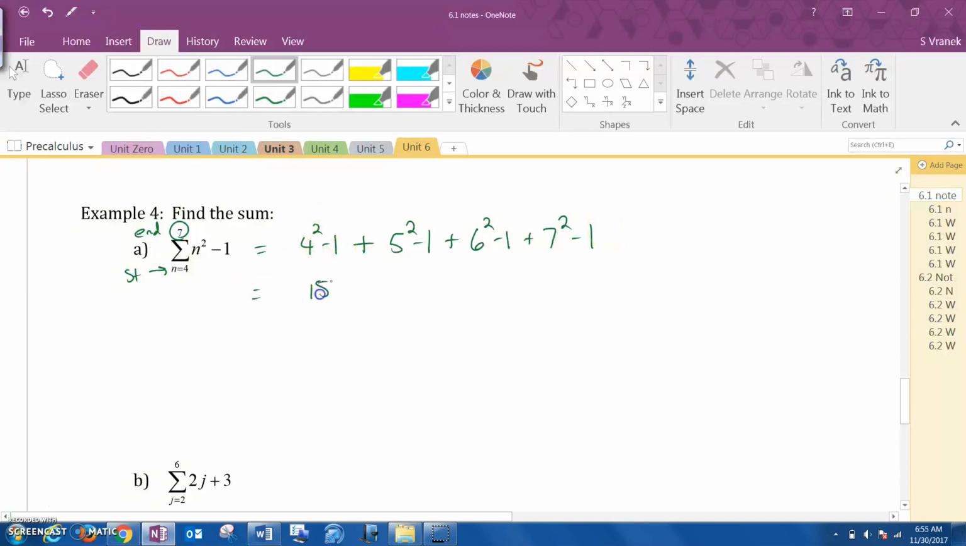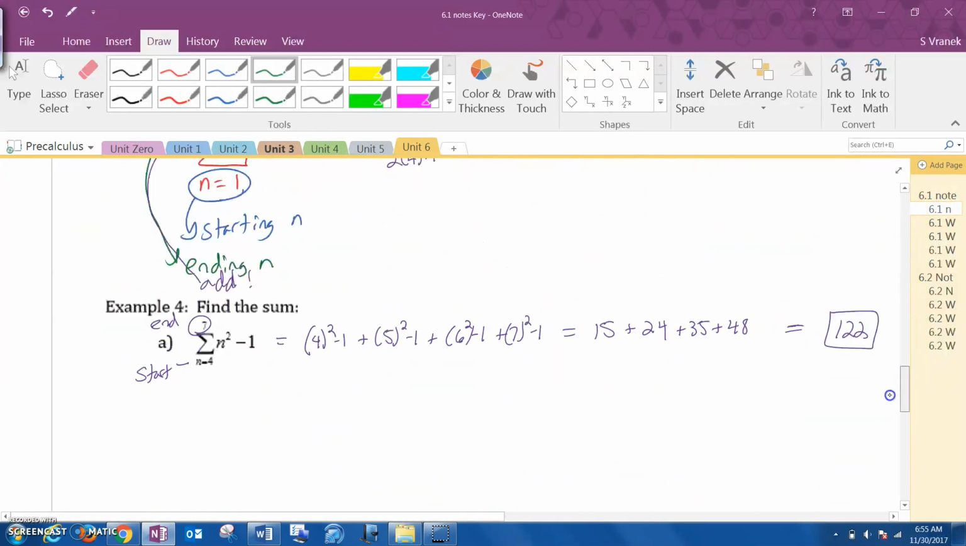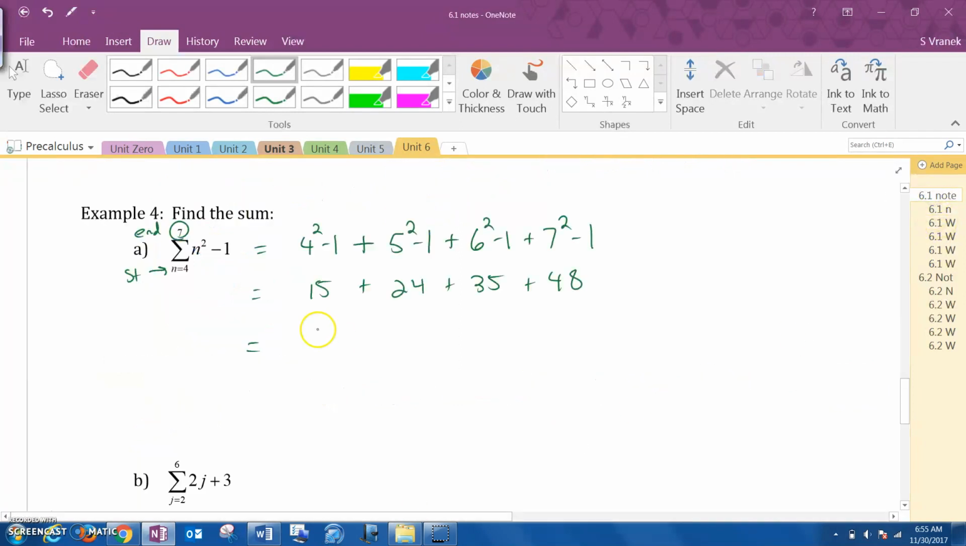This piece is 15. This piece is 24. This piece is 35. And this piece is 48. So this would be the written out sequence. This was n of 4, 5, 6, and 7. And then when you are done with that, you can add them together. Hold on. 122 is what it is. So you get 122 for the answer. Okay.